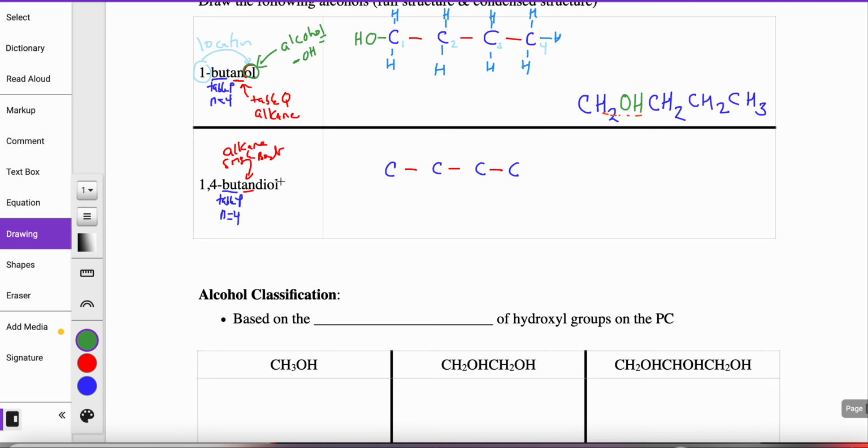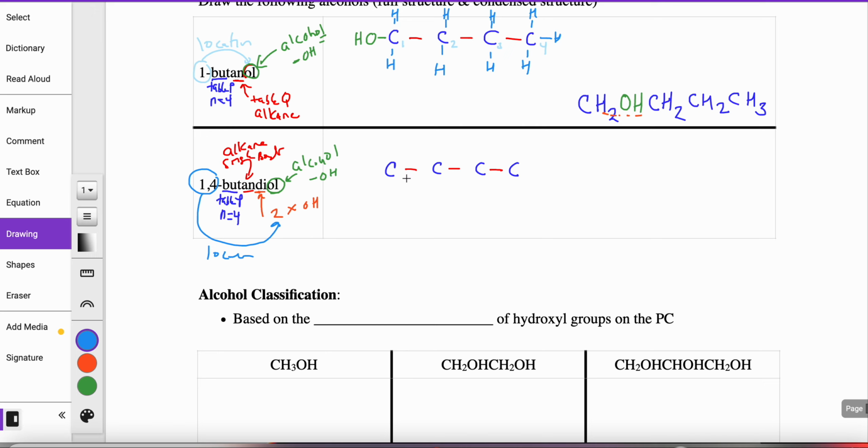Now I see that "ol". So that means that this is an alcohol. So that means I have to add OHs to the carbon chain. But I also see here that "di". So that means I have to add 2 OHs to the parent chain. And I see the number locations. These are the locations of each of those 2 OHs.